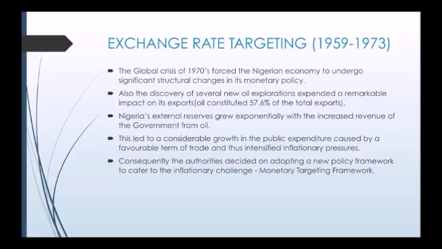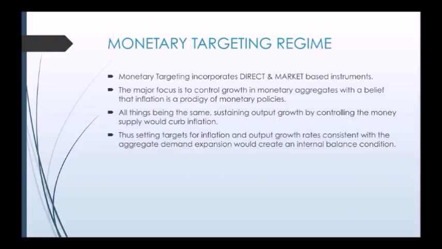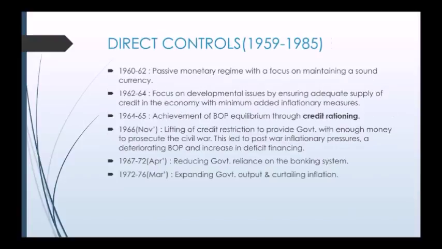The monetary targeting was conducted with the help of direct and market-based instruments. The focus of this policy was to curb inflation while sustaining growth. This was done by setting targets for inflation and demand expansion, which would assist them in achieving their goal. The following two clips deal with the change in the direct control system with regard to the economic condition over the period of time, where it starts with the need to maintain a sound currency in 1960 to 62 and moves over to focusing on developmental issues.